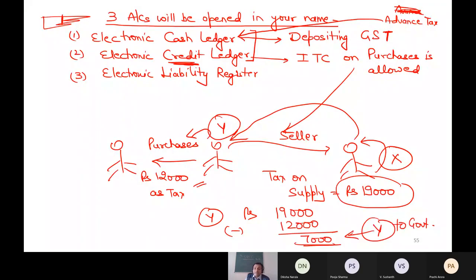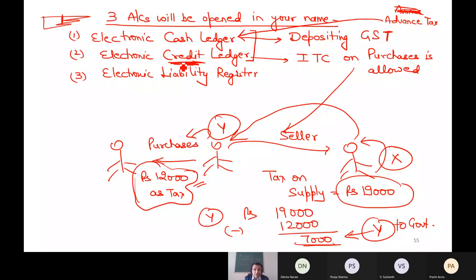Okay, so what is this ITC? It is this 12,000 rupees. If this tax on purchase is allowed to me as tax credit, it will be shown in my electronic credit ledger, so that in future I can use this balance also. I hope you have understood little bit of these accounts: electronic cash ledger, electronic credit ledger.